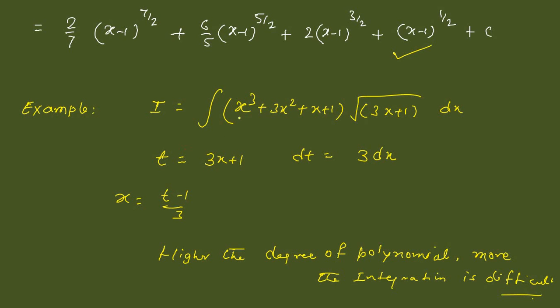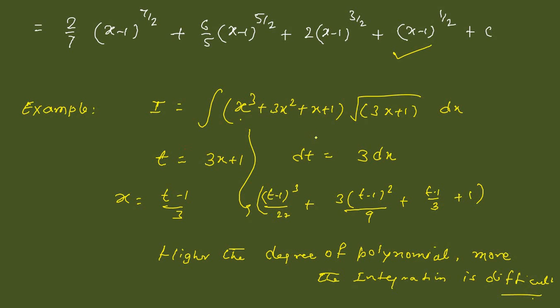to substitute x here, so that will become t minus 1 the whole cube by 27 plus 3 times t minus 1 the whole square by 9, plus t minus 1 by 3, and 1, and of course this integration will be more complicated. So you see that the higher the degree of the polynomial, the more difficult the integration is. Of course you are not going to get such complicated integrals, but you have learned how the technique will work.